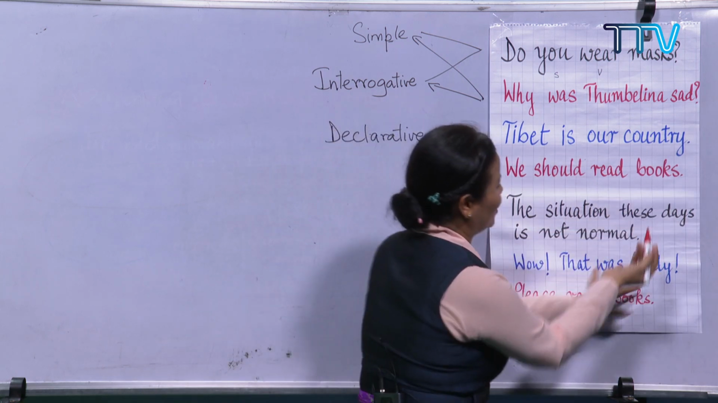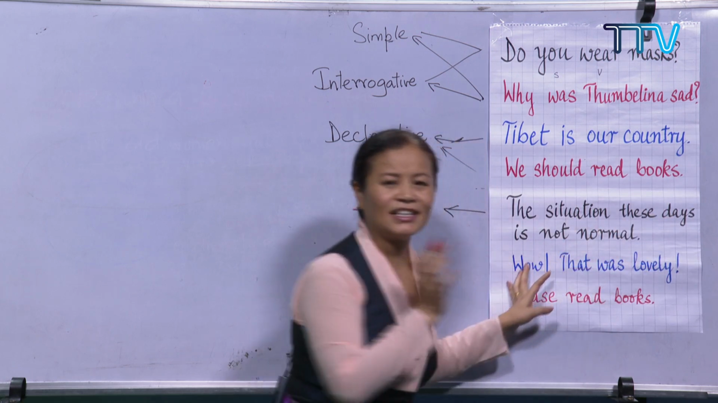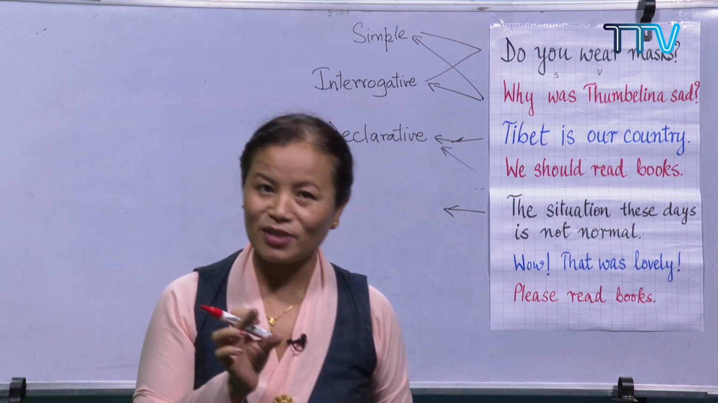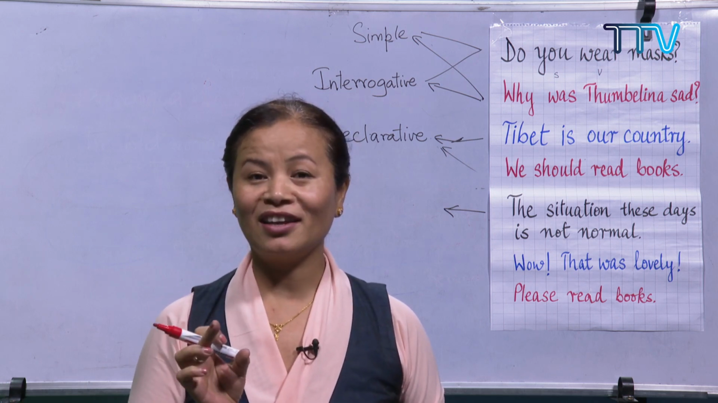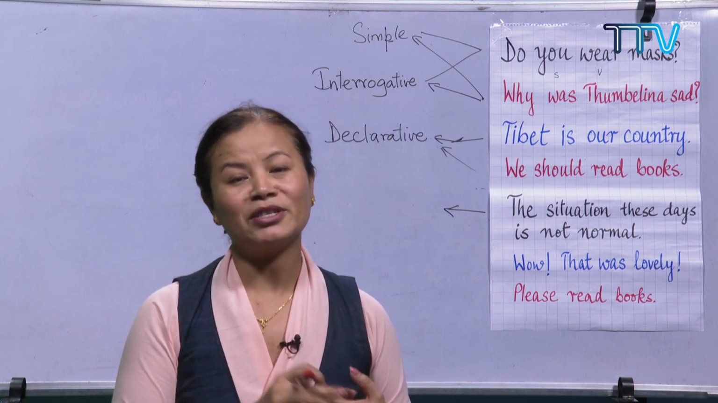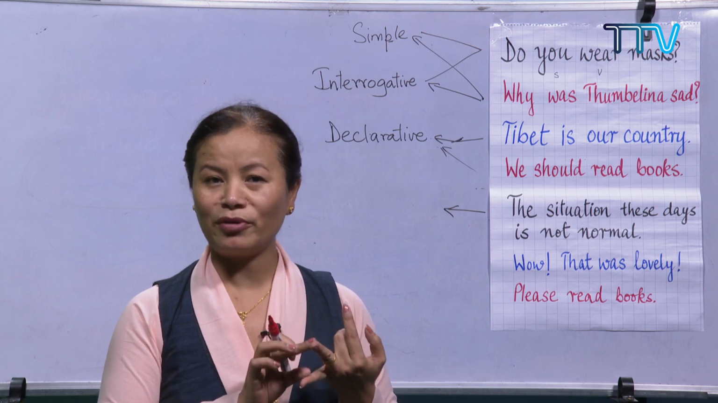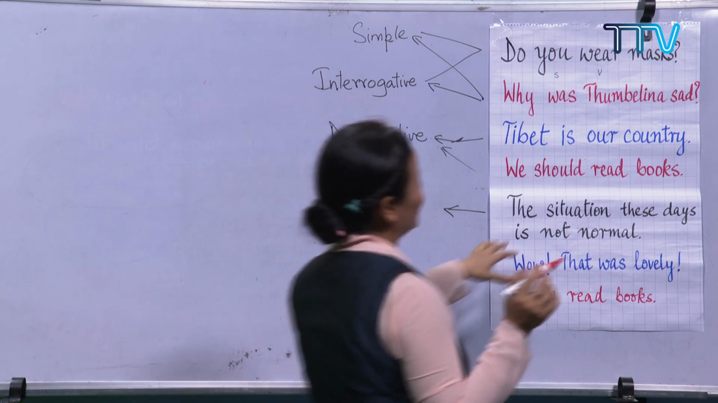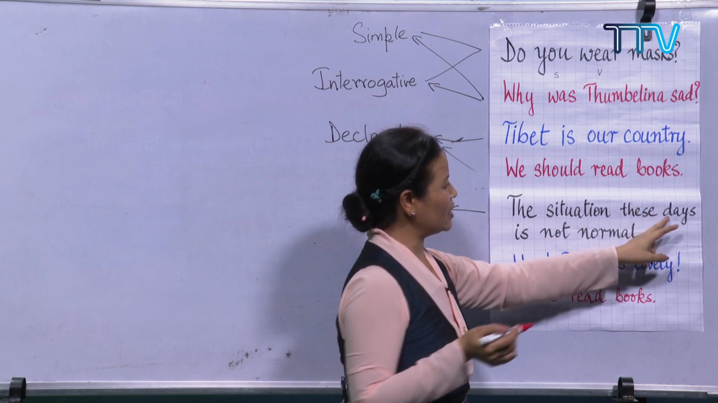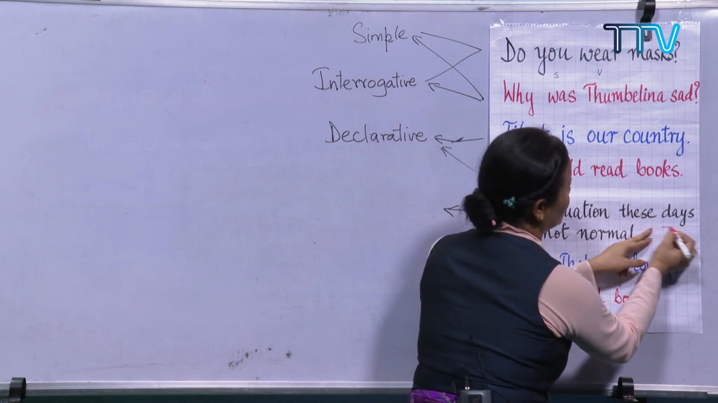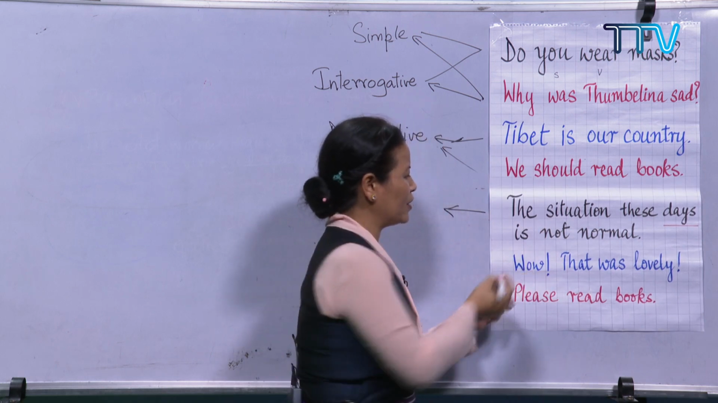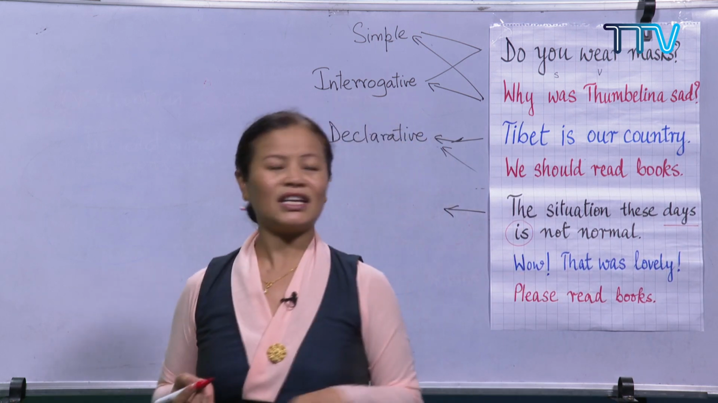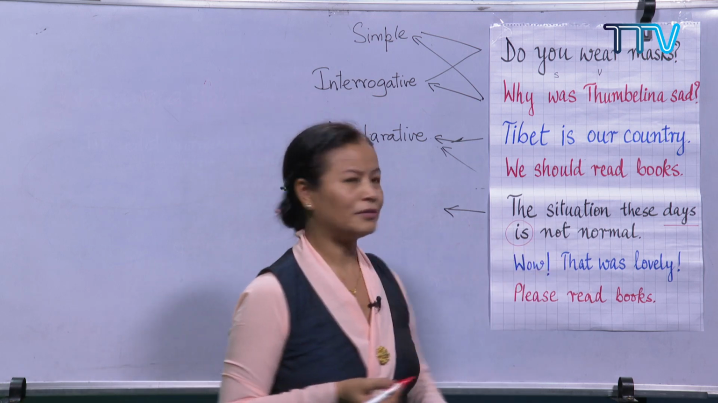Okay, you might wonder, yesterday I remember telling you when the subject is singular, the verb has to be singular, right? And when the subject is plural, the verb has to be plural. Do you remember that? Very good. So, if you remember that, can you tell me the situation these days? So, we have the word days here and I have written is here, right? The situation these days is not normal.